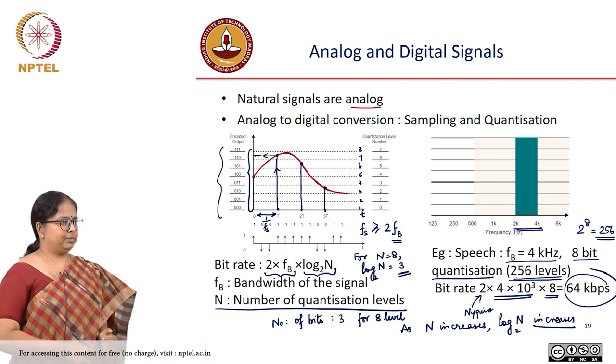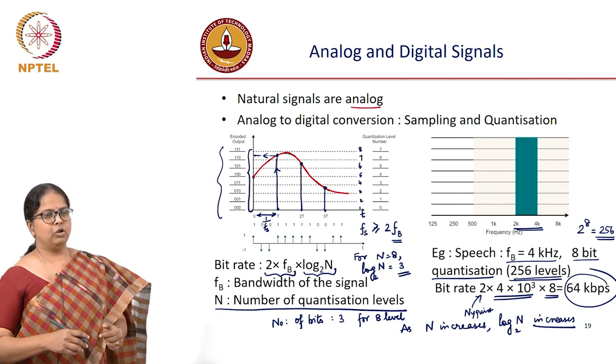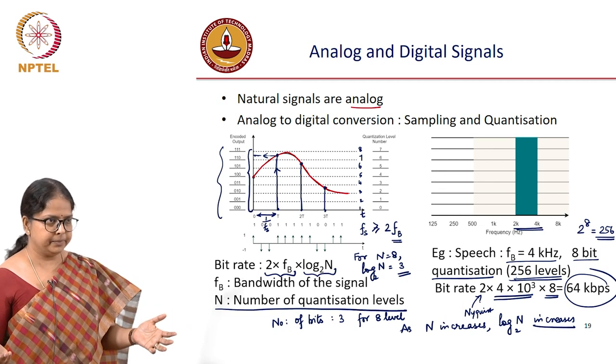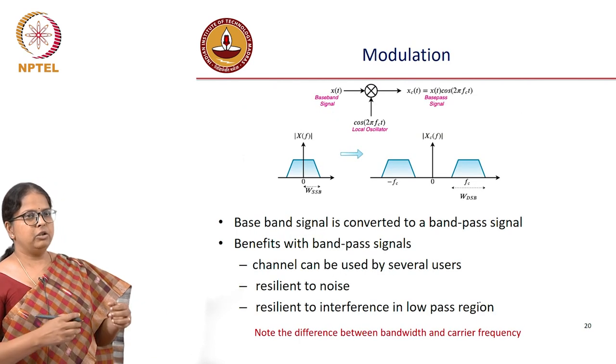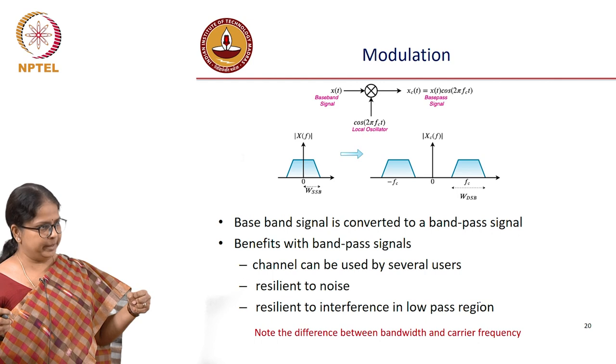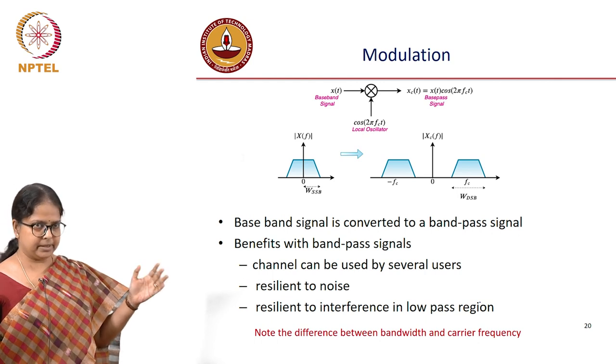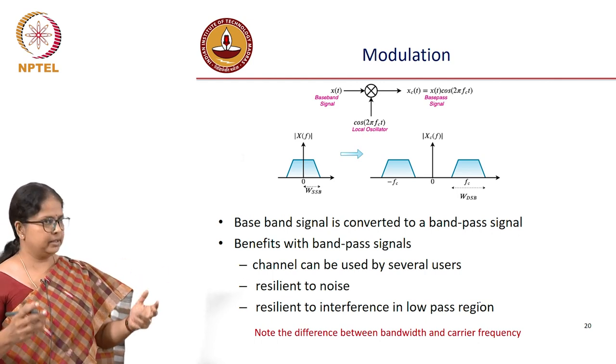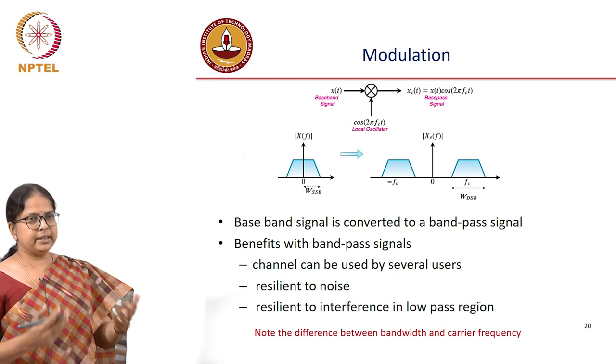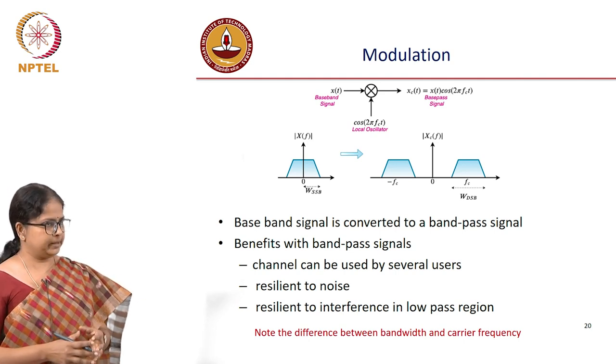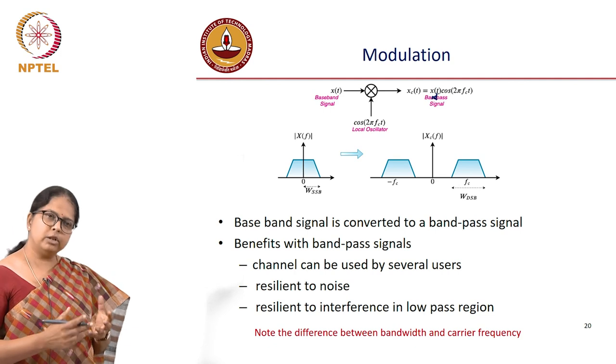Now comes modulation. So, you first sampled and quantized your signal, you found the number of bits that will represent a speech signal or the signal that you want to transmit. The next thing you want to do is modulate. Question is, why do you want to modulate?